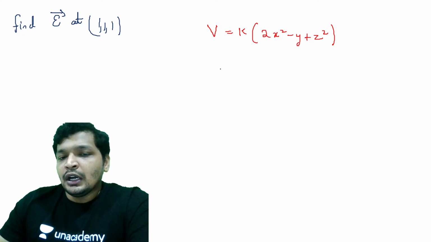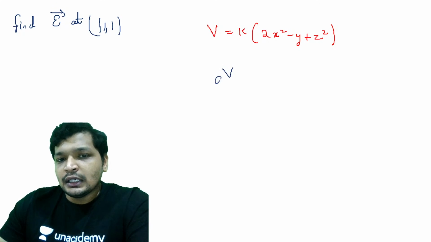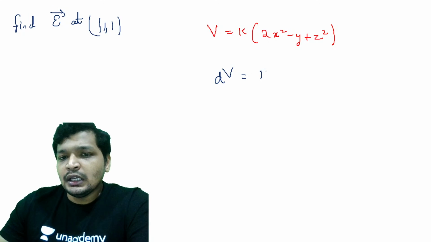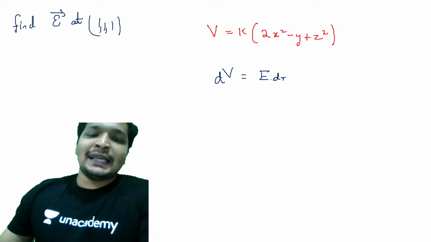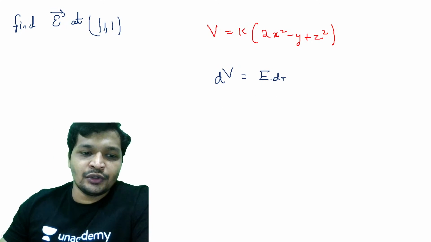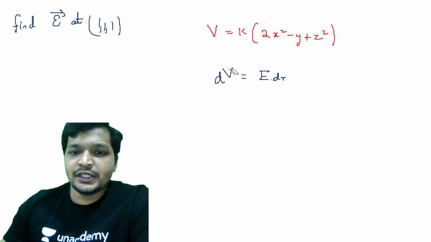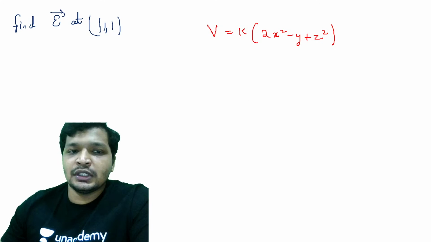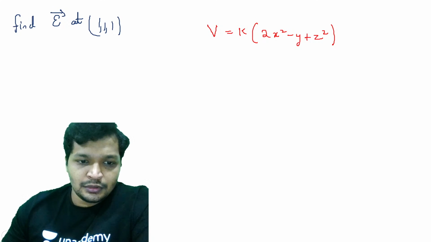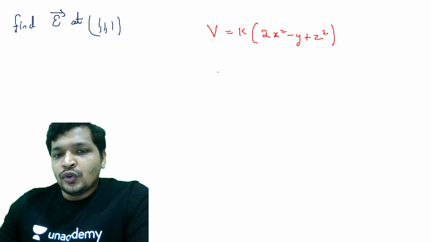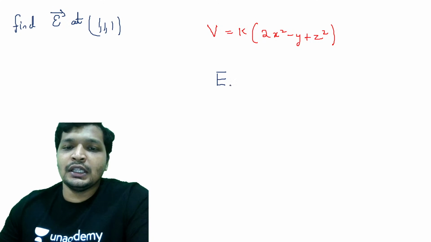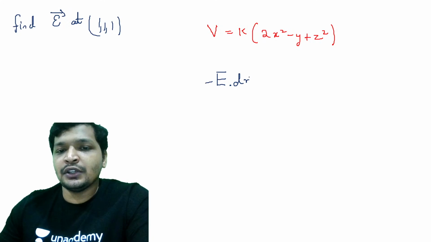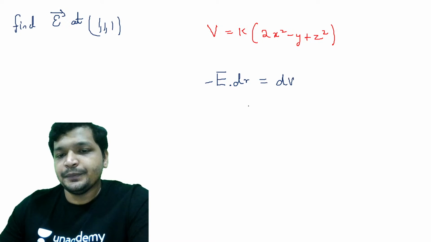You guys know this thing: dV is equal to E dot dr. Note down the question, guys. This is one of the popular kinds of questions that you will come across, and how to work around these kinds of questions. So E dot dr is equal to minus dV.